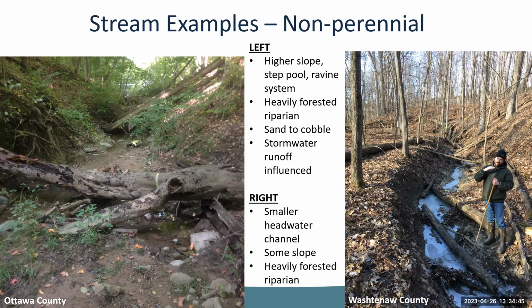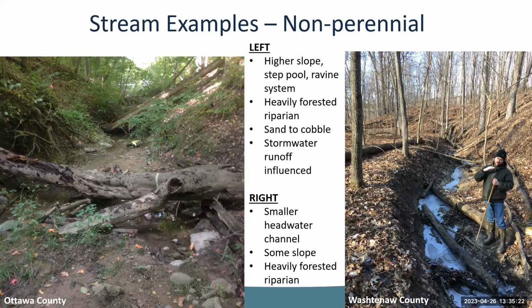So on the left here, again, you have a higher slope system. This is a step pool system that occurs in a ravine. So you can see from this landscape position, this is going to be your low-lying area. This is logically where you're going to get stormwater and runoff that's going to concentrate in this channel. It's a heavily forested riparian. The bed is dominated by sand and cobbles, and this channel is also heavily influenced by stormwater runoff.